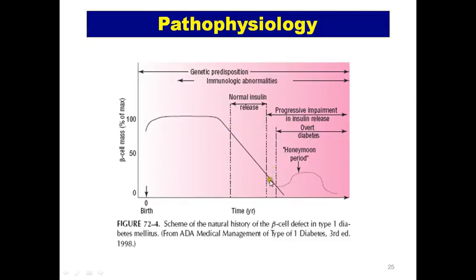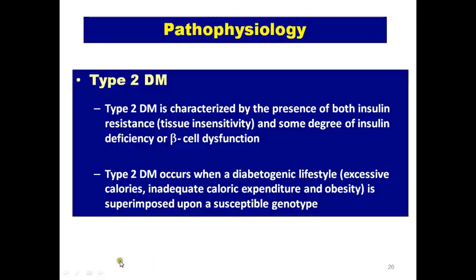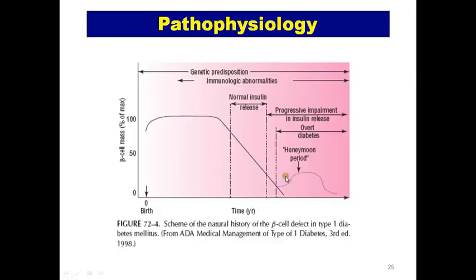That is the point, when 80 to 90% of beta cells are gone, the symptoms start appearing. But after the symptoms appear, for some time some patients develop a honeymoon period. So some reserved beta cells start functioning, and therefore people don't have these symptoms. This can last for 6 months or a year or two. And then after this, overt diabetes. So 90% of the mass is lost.